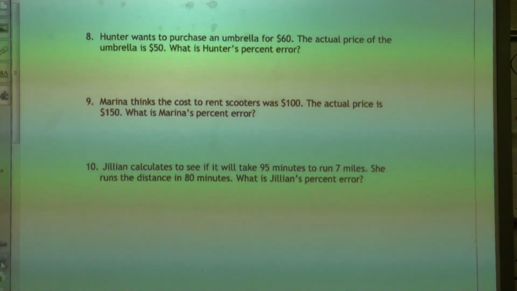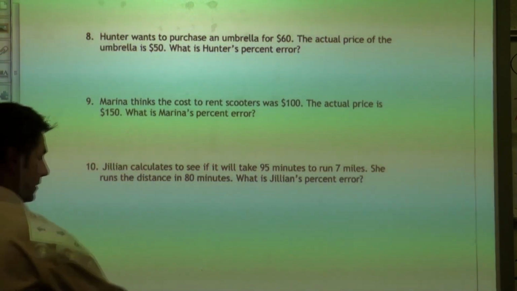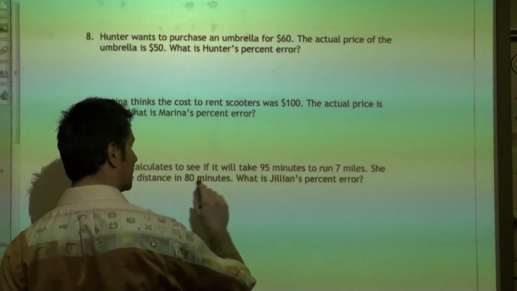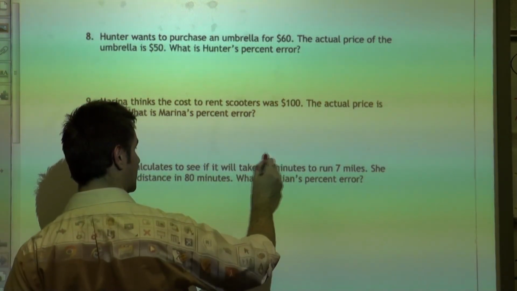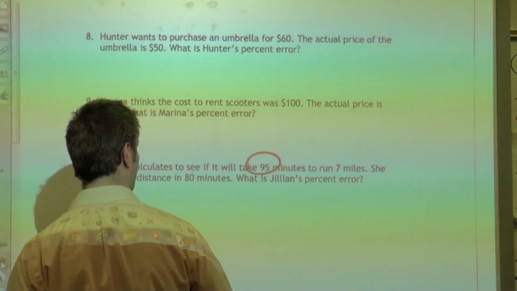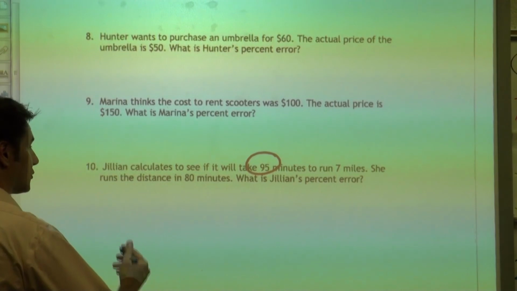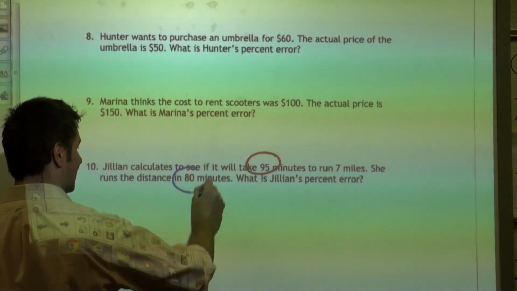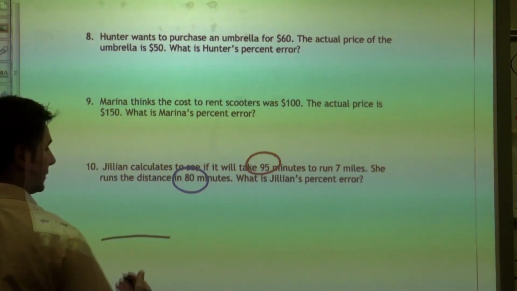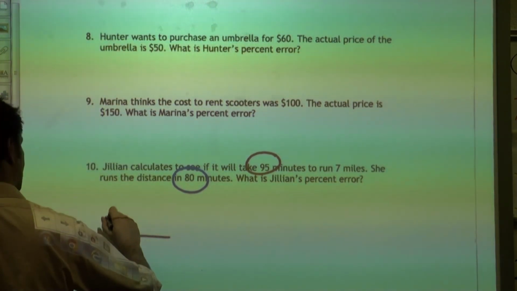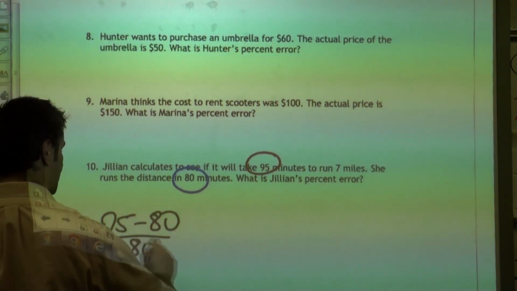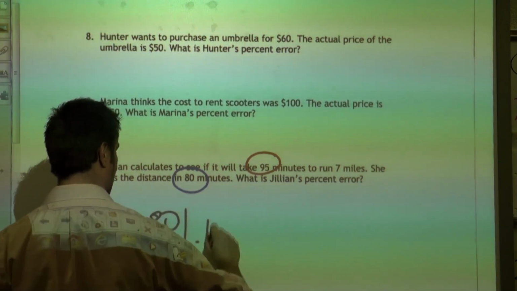Let's see if you got the same answer as mine. First thing, we need to find out all the numbers. Well, she's gonna run 7 miles. She thinks she's gonna run in 95 minutes. So that's what she estimates. Now, she actually runs that same distance in 80 minutes. So that's your actual value. Ladies and gentlemen, let's set this up again. Your estimated, which is 95, minus 80, which is your actual, over 80, times 100.